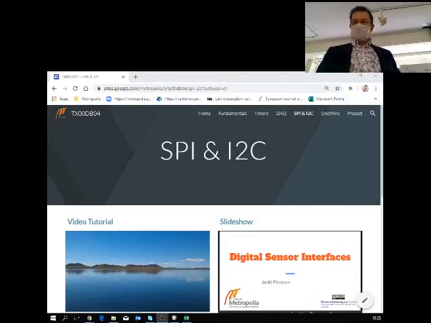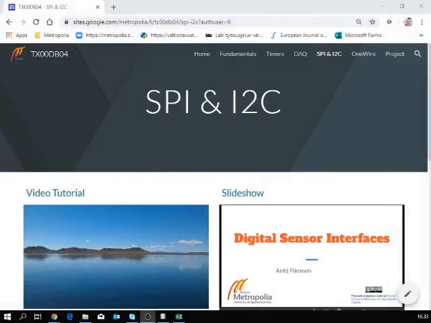Okay, so today's topic is about SPI and I2C. Those are the most common digital sensor interfaces, or actually any device interface when you're talking about connecting to the microcontroller environment. SPI is really widely used with high-speed requirement devices, and I2C is then, well, the rest of them, I would say. Both have some history.